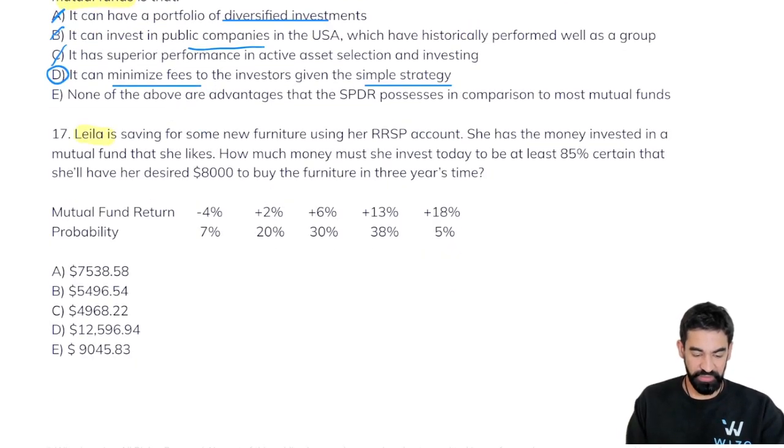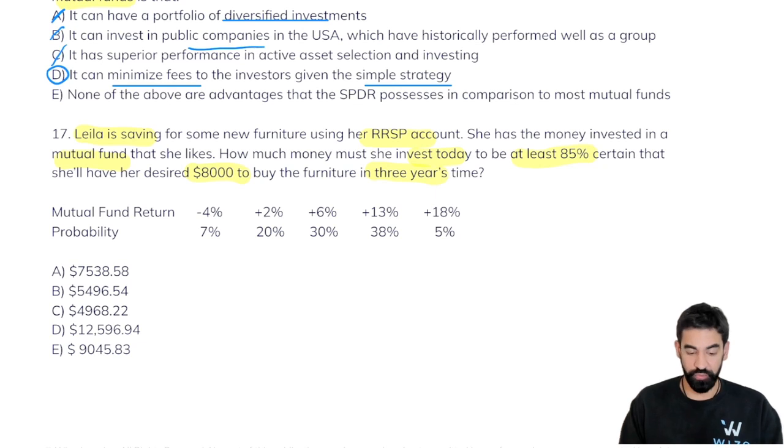Question 17, it says Layla is saving for some new furniture using her RSP account. She has the money invested in a mutual fund that she likes. How much money must she invest today to be at least 85% certain that she'll have the desired $8,000 to buy the furniture in 3 years' time?